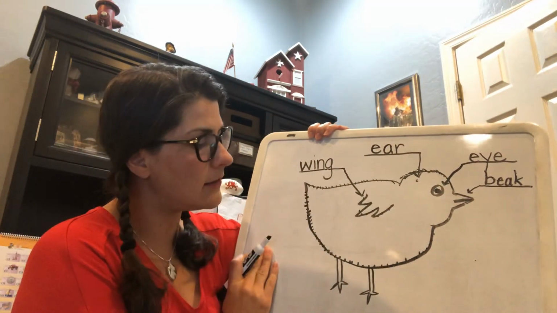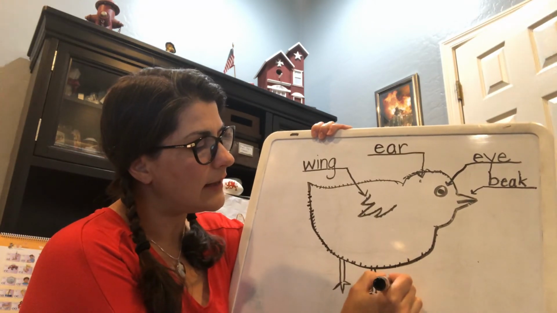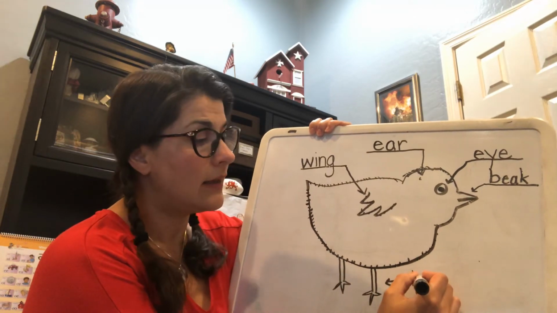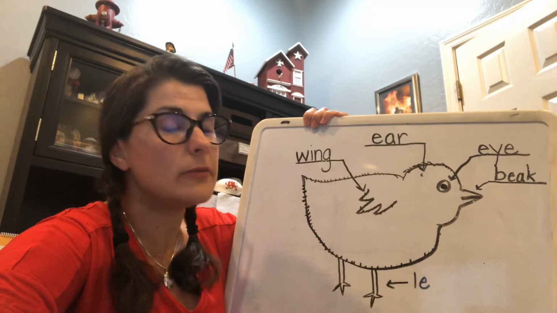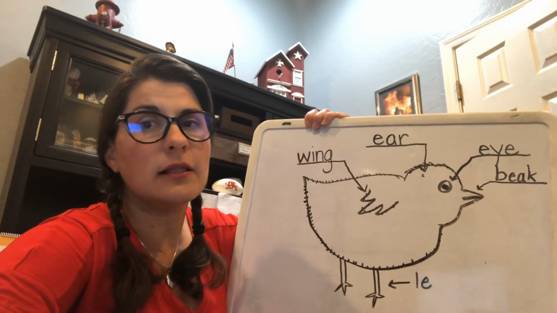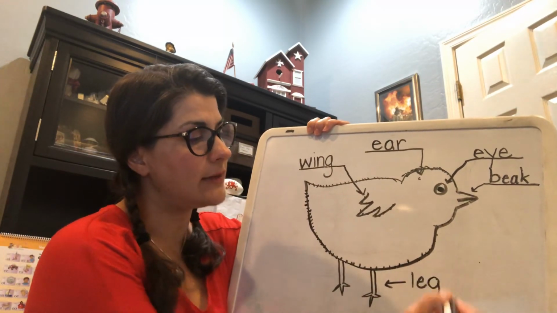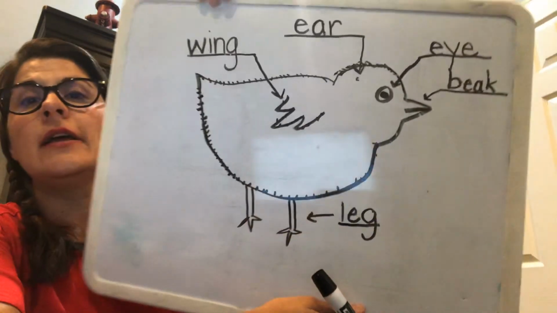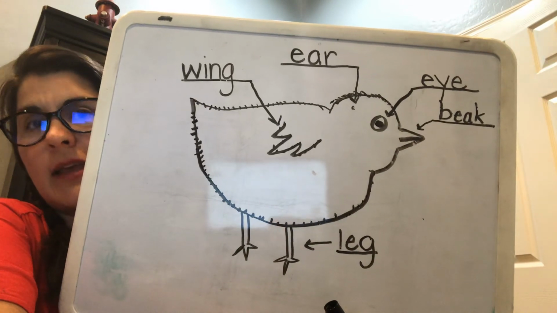Let's see, I have 1, 2, 3, 4. I could label this tail feathers. I could label these toes. I'm going to label it leg. A lot of us want to put an A when we hear that sound in leg, but when we break it apart, we realize it's not A for leg. It's L, E, G. There we go. If you want to label more parts of your diagram, you totally can, but this is just my diagram.